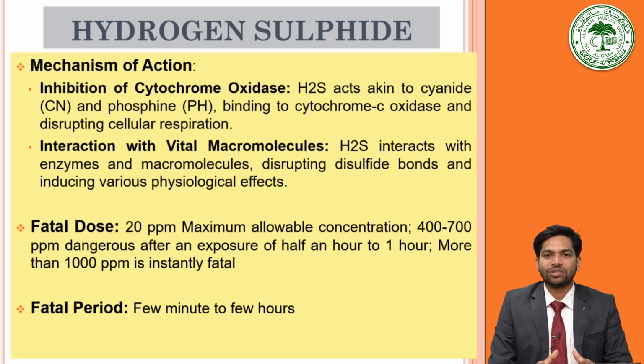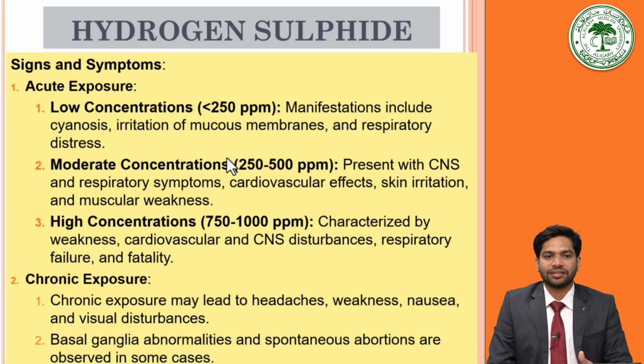The fatal dose of hydrogen sulfide is 20 ppm. This is the maximum allowable concentration of hydrogen sulfide. 400 to 700 ppm is dangerous to life after an exposure of half an hour to 1 hour, and more than 1000 ppm is instantly fatal to humans. The fatal period is a few minutes to a few hours.